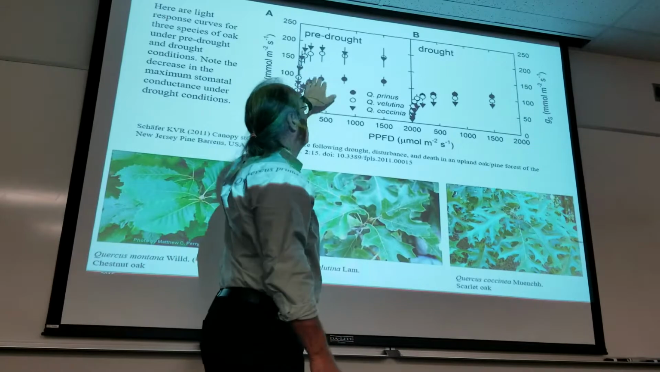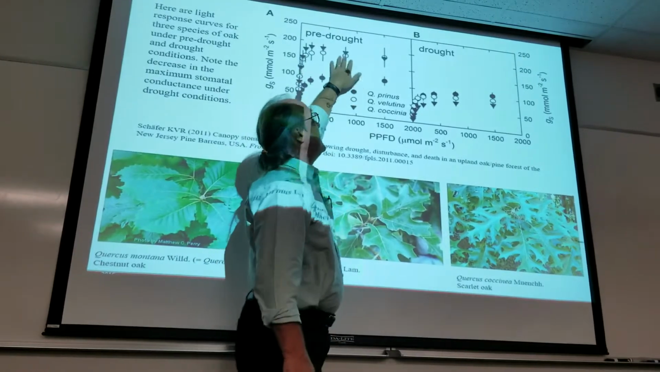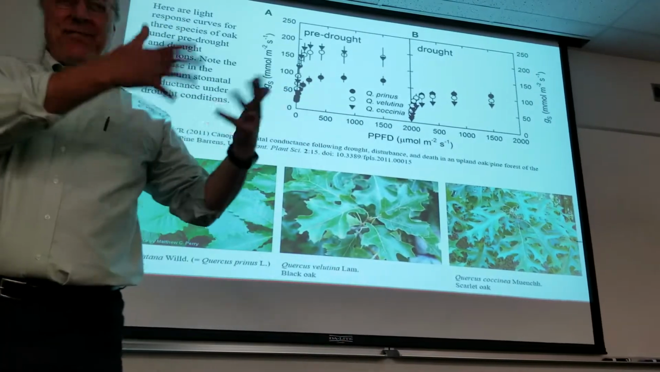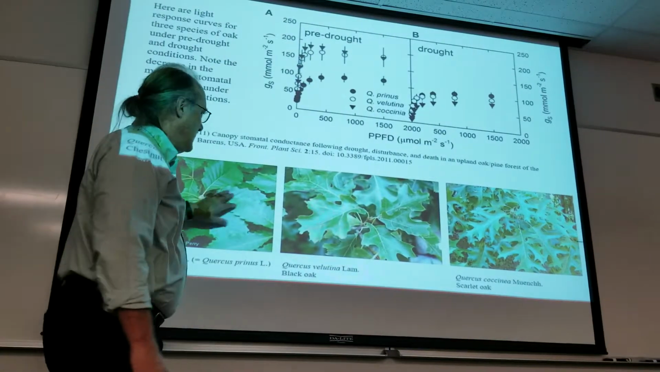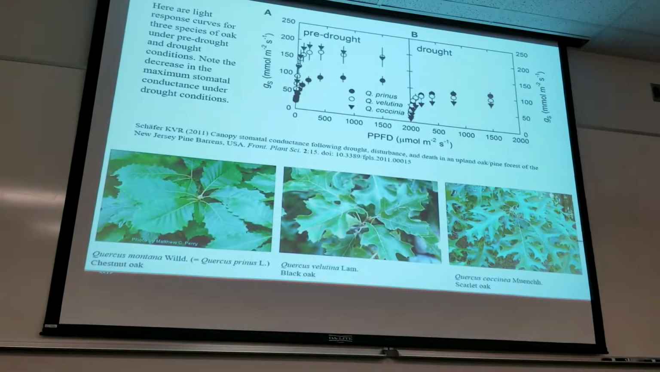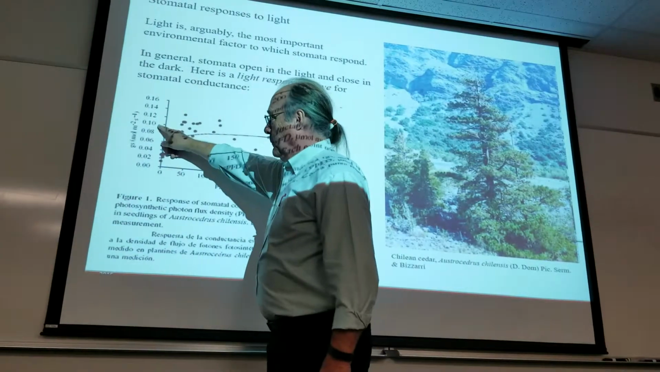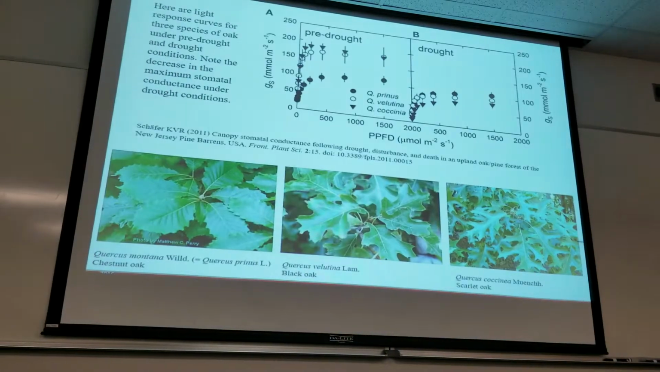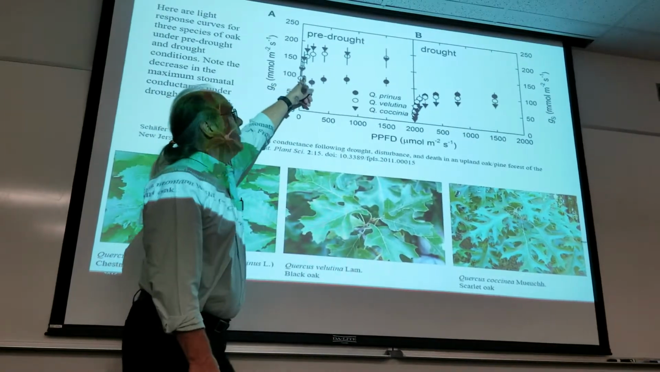And you can see in these three species that their maximum stomatal conductance is much higher before they imposed a drought versus after they imposed a drought, or after a drought happened in New Jersey. And these are the three species. Also, let's take a look. This maximum conductance is about 0.1 mole per square meter per second. These conductances are in millimoles, so here's 0.1 mole.